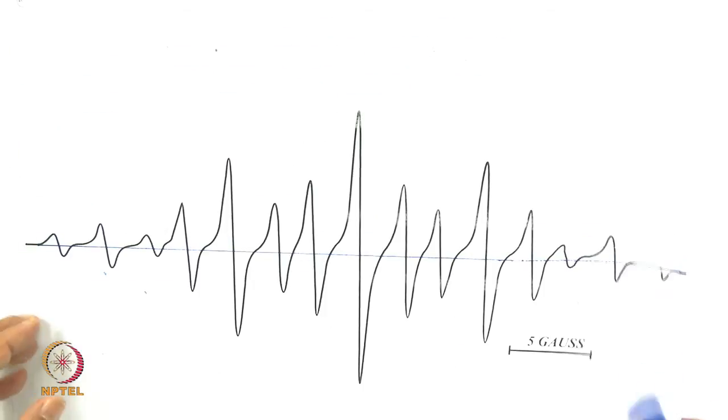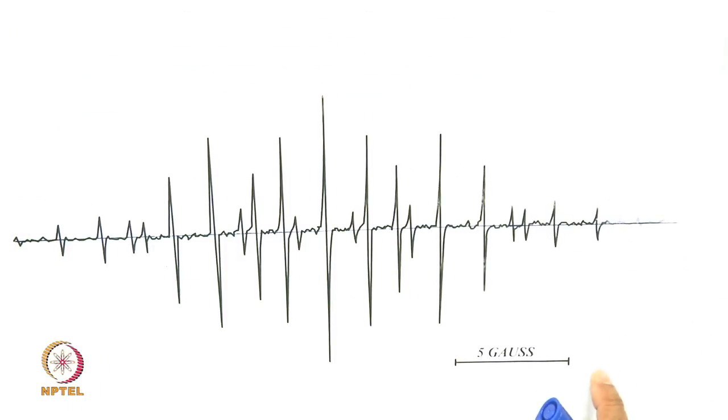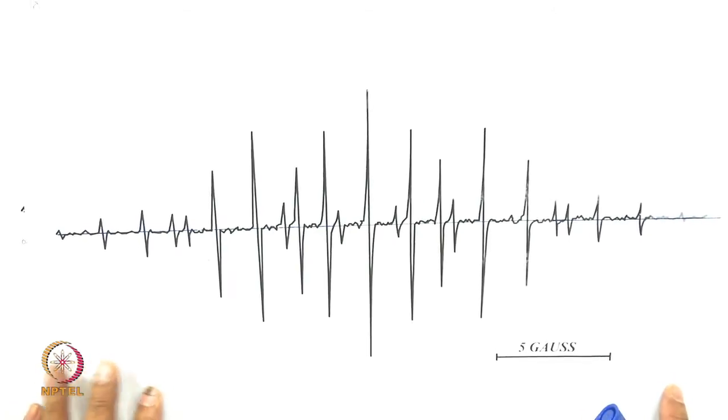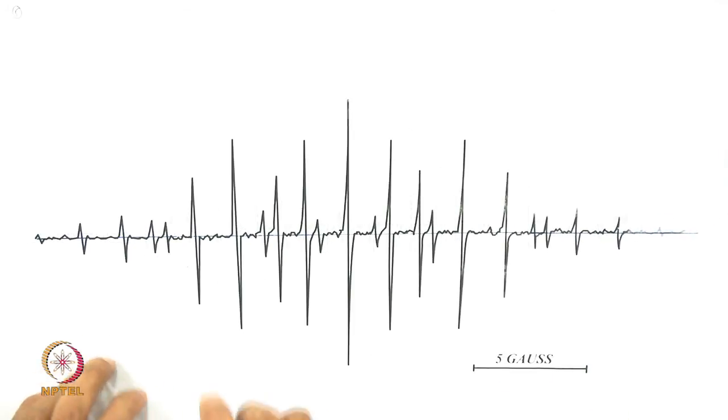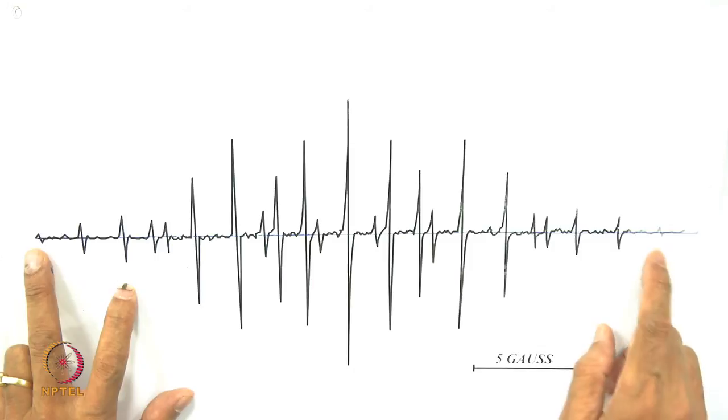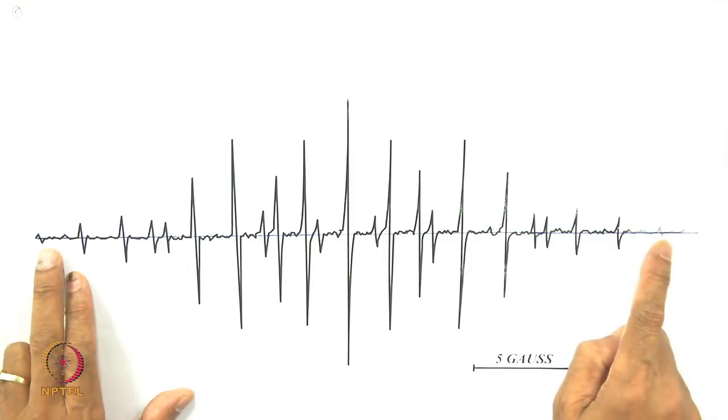So, here is an example which sort of exemplifies that. So, here one does not know if these are real lines or not.